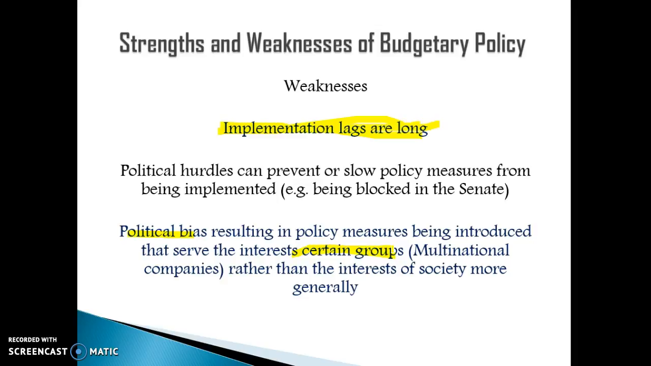So often the government might try and help their relationship with multinational companies because they want people to come here and pay company tax. That can often make them a little bit more biased in terms of the types of policies that they implement. So they may not always be doing things in the best interest of society. They might be just trying to appease certain groups.